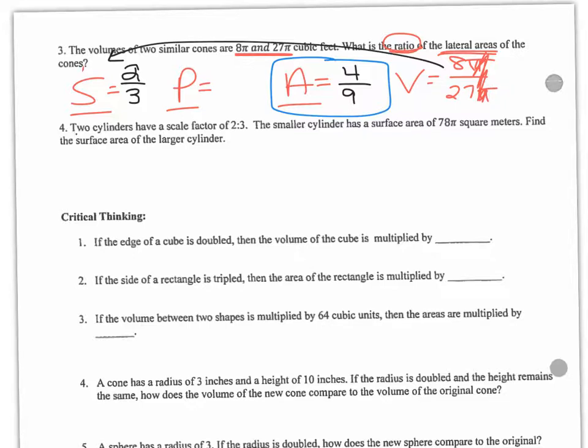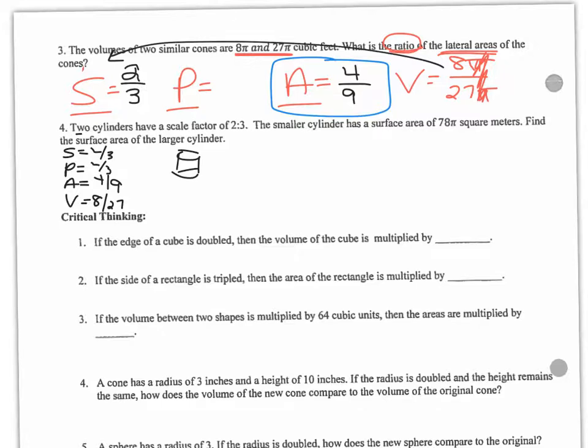I noticed number 4 says 2 cylinders have a scale factor of 2/3. Stop. I instantly write SPOV on my paper. So scale factor is 2/3, P is 2/3, A is 4/9, V is 2 cubed, which is 8, over 3 cubed, which is 27. It says the smaller cylinder, so okay, here's a cylinder. Oops, that's a terrible cylinder. Let's try again.